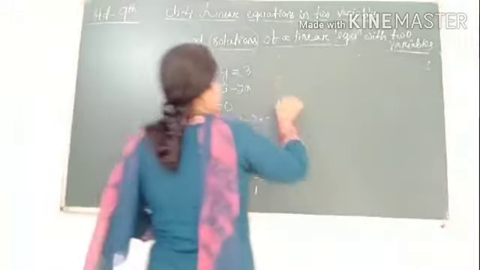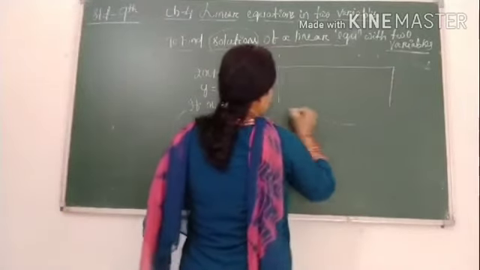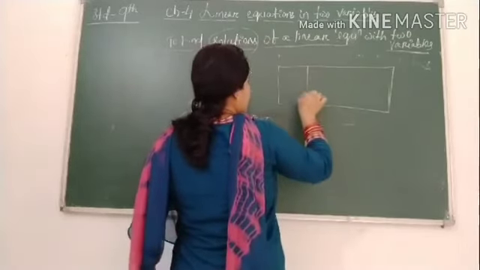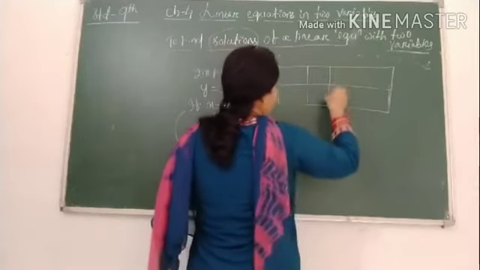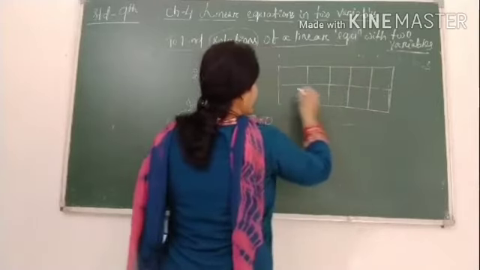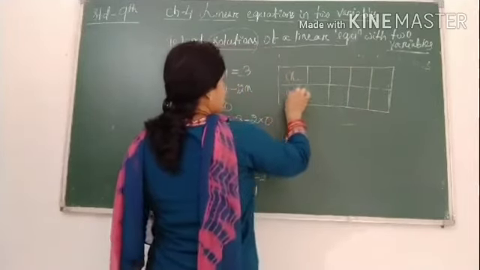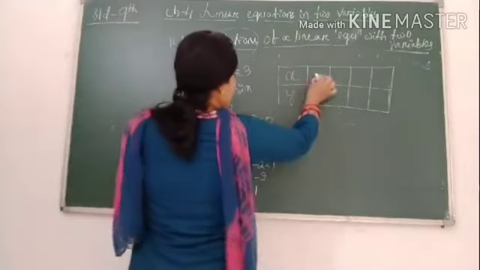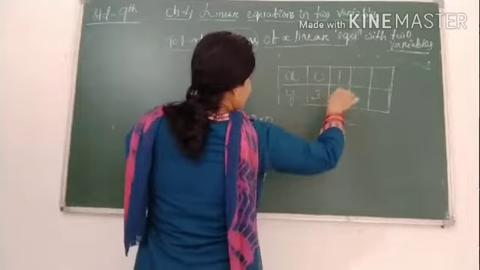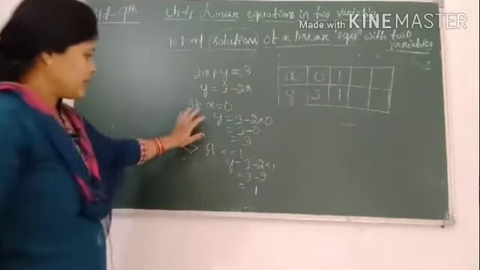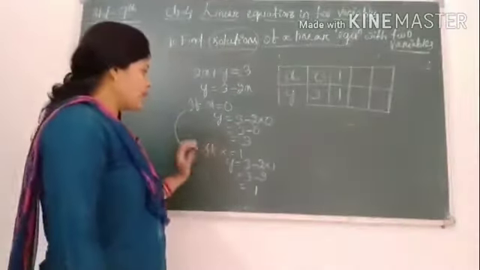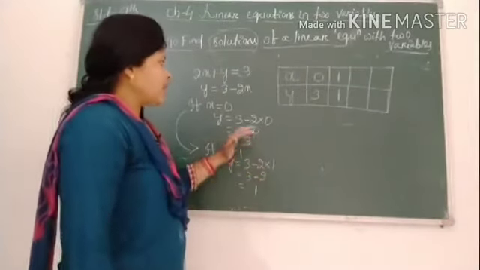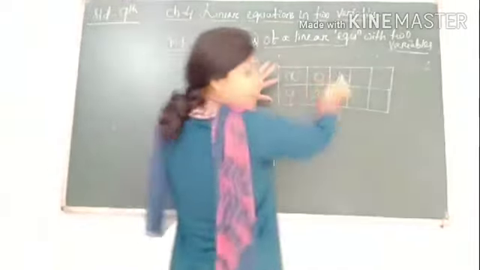Then you will make one box. Write the values of x and y. Suppose this one is your x and this one is your y. So write the values of x and y here: 0 and 3. Here I am getting 1 and 1. If you want to solve one by one, then it is okay. Otherwise, see how I am doing.